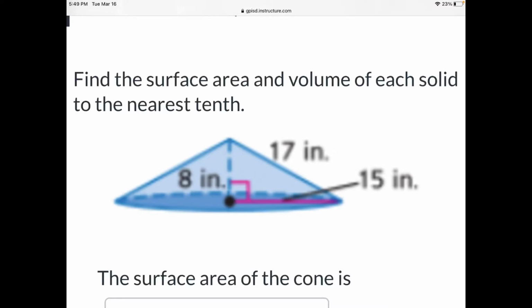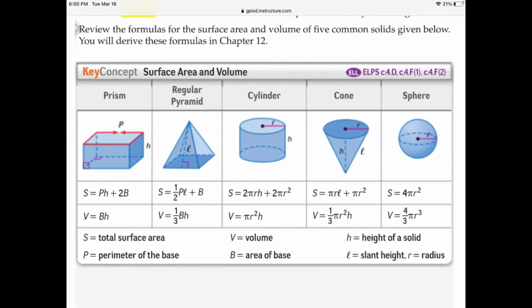So once again, here we have a surface area and volume problem, and here we have a shape, and we need to find the surface area and volume. So we need to go and make sure we find our formula. It's a cone, and so here we have a picture of the cone and its formulas.